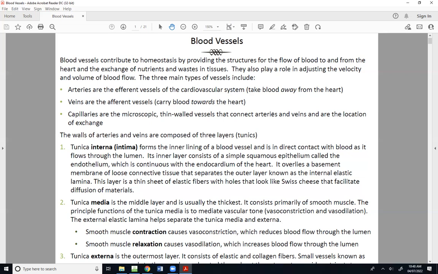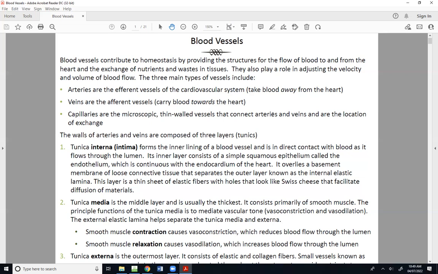Okay. Arteries are the efferent vessels of the cardiovascular system, which means that they are the blood vessels that take blood away from the heart. And as we just learned in our previous lecture, that blood is typically oxygenated, and that's why you see arteries most of the time colored red. Whereas veins are the afferent vessels that carry blood towards the heart, and that blood is typically deoxygenated, and therefore that's why you see veins typically colored blue.